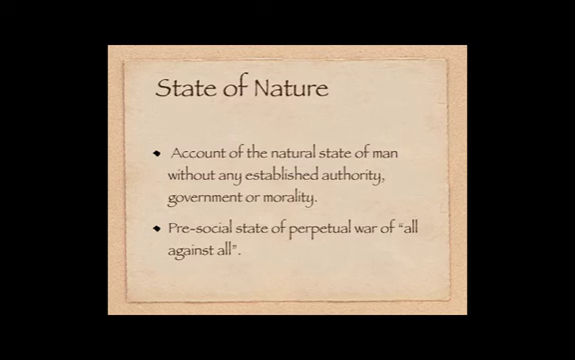And this is an account of the natural state of man without any established authority, government, or morality. Now, for Hobbes, what the state of nature looks like is a war of all against all. It's a perpetual state of war. Now, why would this be in a perpetual state of war? Well, in a pre-social state, there is no overarching authority.